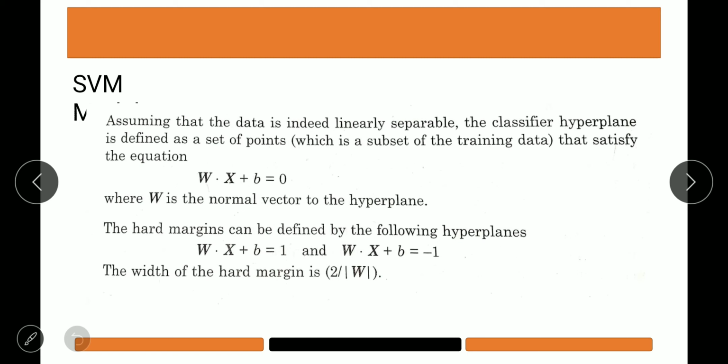Then the classifier hyperplane is defined as those set of points that satisfy the equation w dot x plus b is equal to 0, where w is the normal vector to the hyperplane. The hard margins can also be defined here. They are defined as w dot x plus b is equal to 1 and w dot x plus b is equal to minus 1, which are your two classes. So the width of the hard margin is 2 by ||w||.